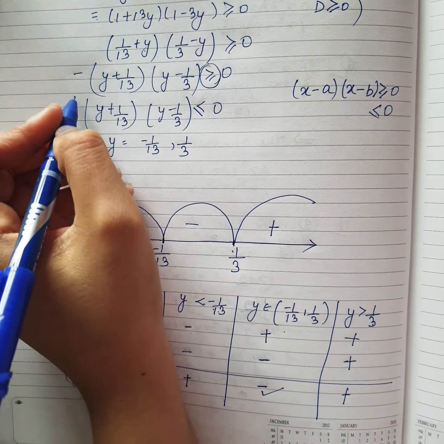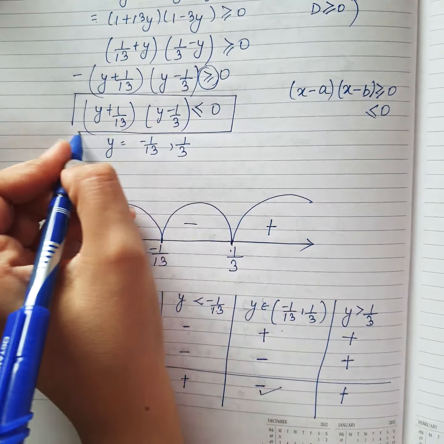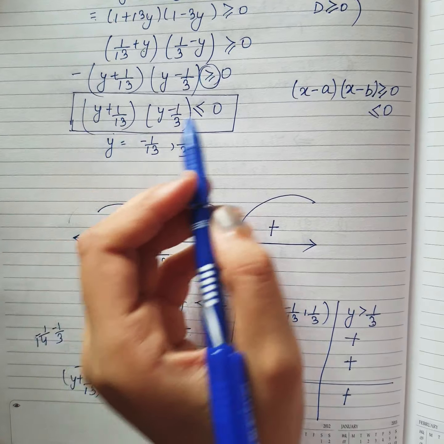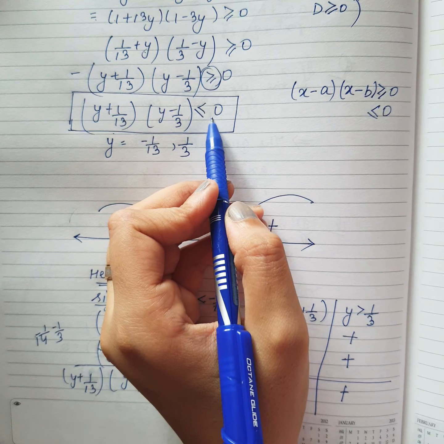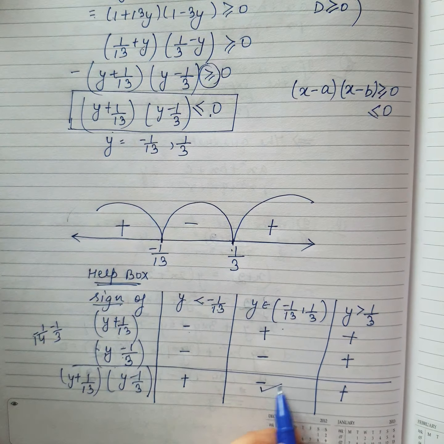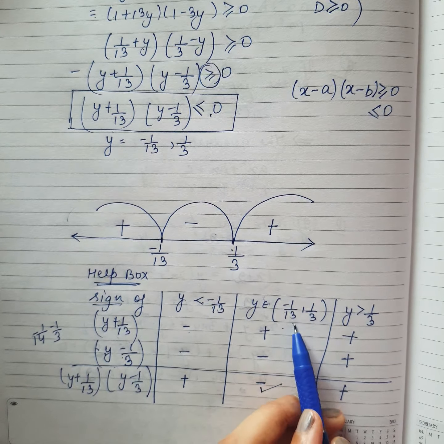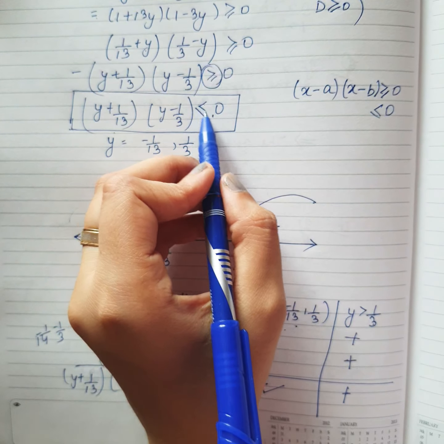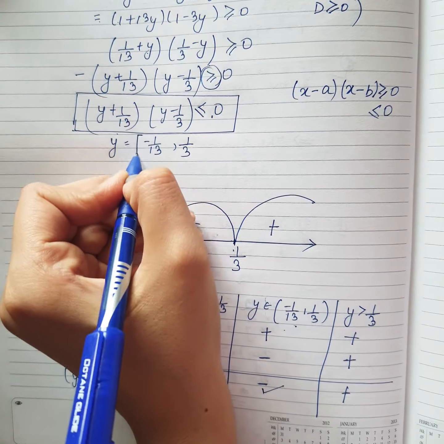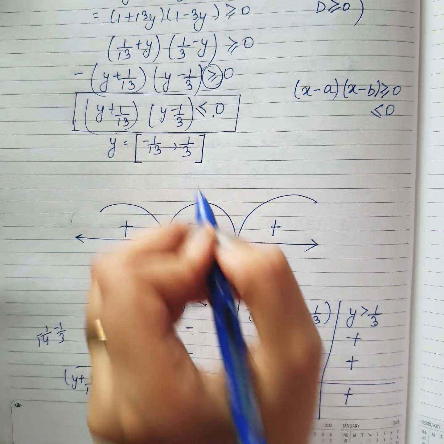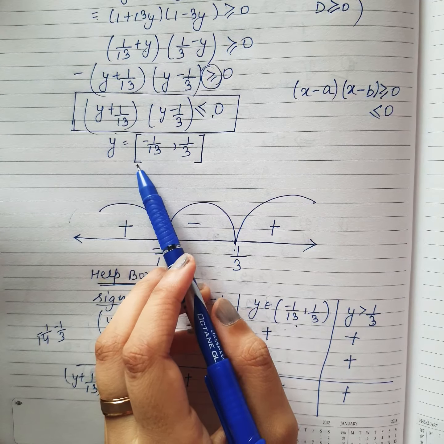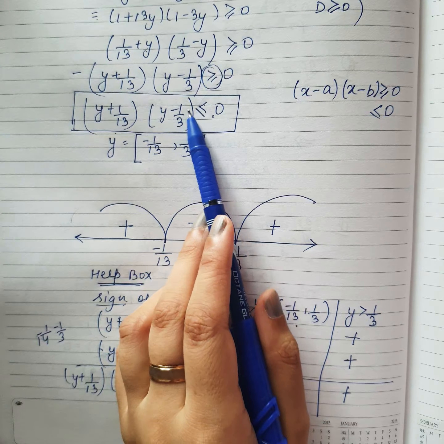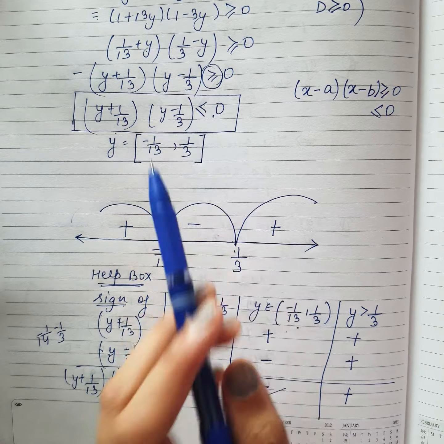Now coming back to the actual equation, this one, we wanted this to be less than equal to 0. So in this case, less than equal to 0 means negative value, so this is going to be the answer. Since it is less than equal to 0, there will be closed brackets. We will apply closed bracket whenever it is less than equal to or greater than equal to.